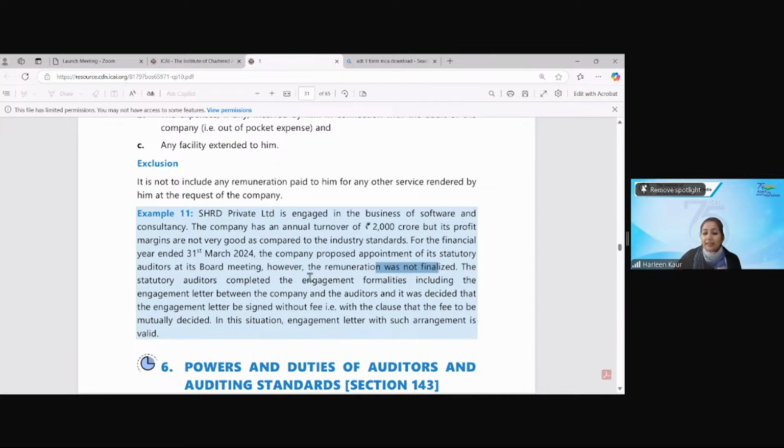The statutory auditor completed the engagement formalities, including the engagement letter, which was signed between the company and auditors, and it was signed without fees. That is the clause that the fees are to be mutually decided. Please highlight this point as very, very important. In this situation, the engagement letter is still valid. Where we have said that we are signing today but will mutually decide the fees later on, it is a valid engagement letter.